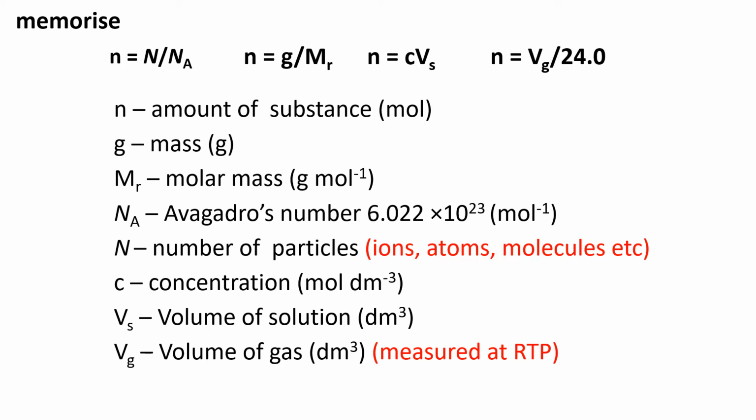It's worthwhile pointing out that I've used G for mass of substance, because that has got to be mass of substance in grams. On the AQA specification, Avogadro's number is given the symbol L, whereas I've used capital N subscript A. So just a couple of things to watch out for there.